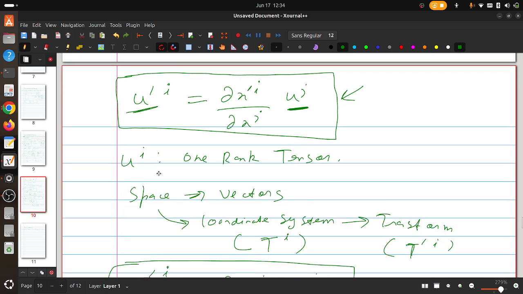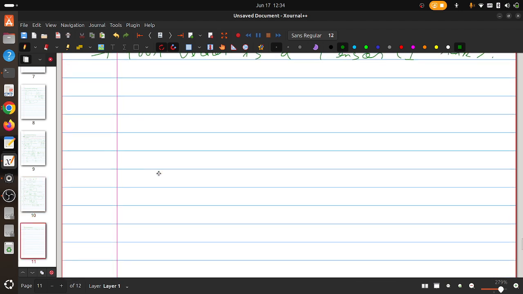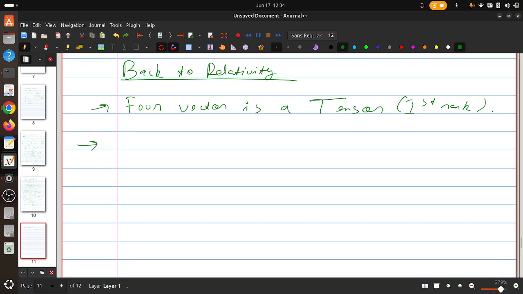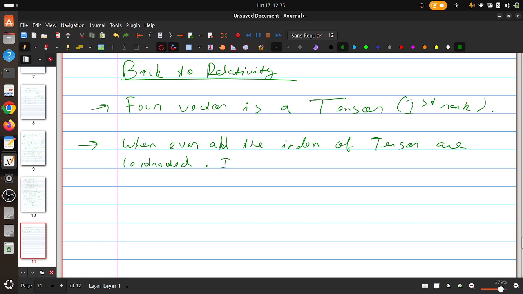But where is the invariance? I promised invariance, right? So let's now do that. Whenever all the indices of a tensor are contracted, and I will define what contraction is, it gives an invariant quantity. And this is a mathematical statement.